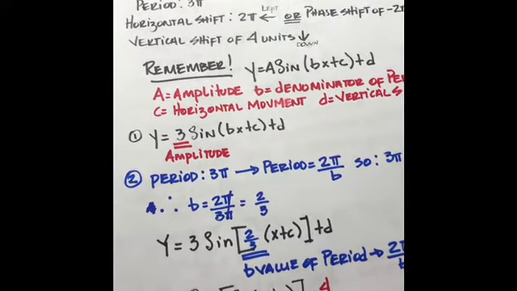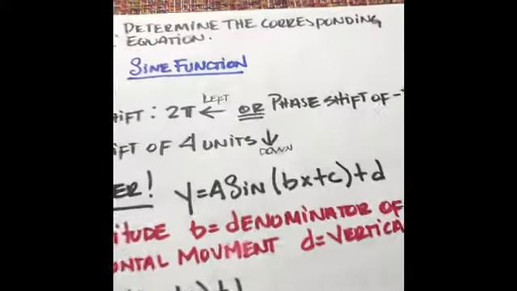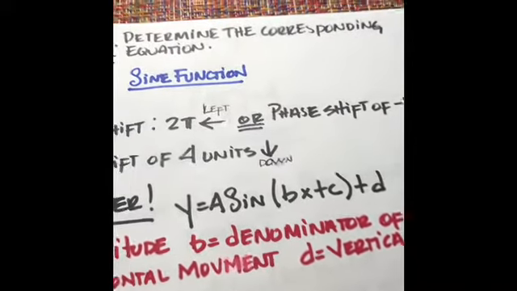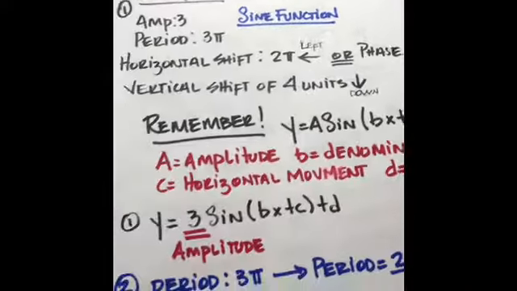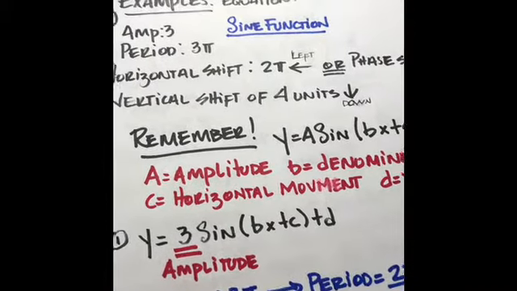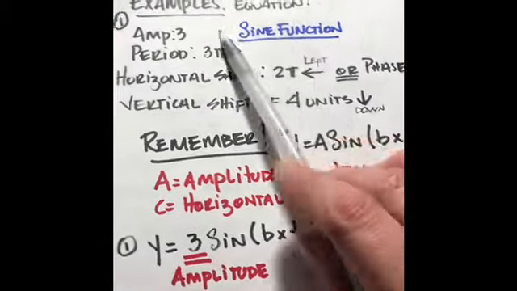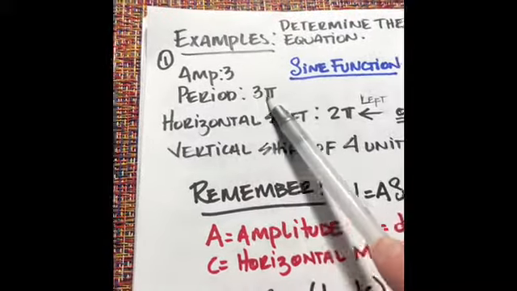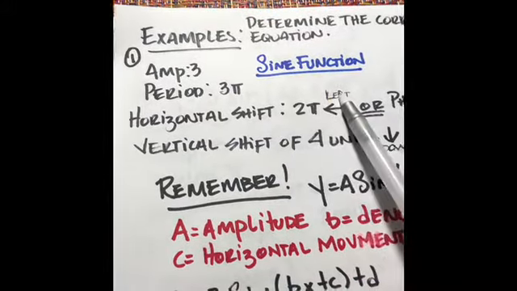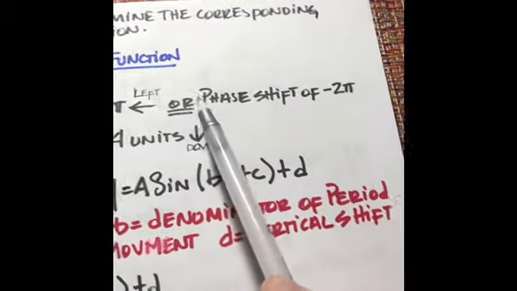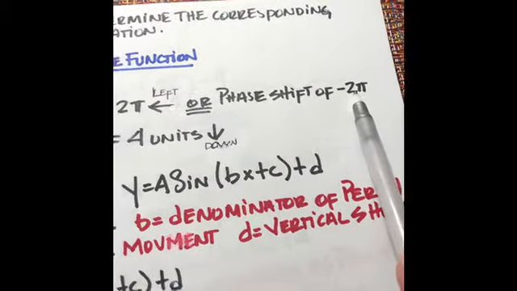Okay, so another type of example is where they ask me to determine the corresponding equation with the given information. In the first example, they're asking me to determine a sine function with an amplitude of 3, a period of 3 pi, a horizontal shift of 2 pi units to the left, or they can also tell me with a phase shift of minus 2 pi.